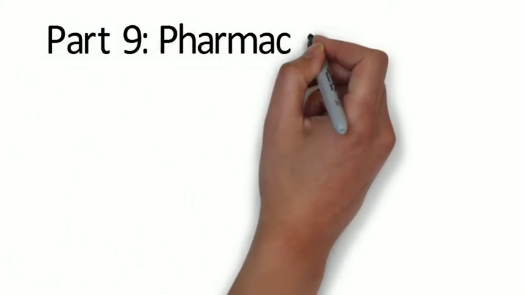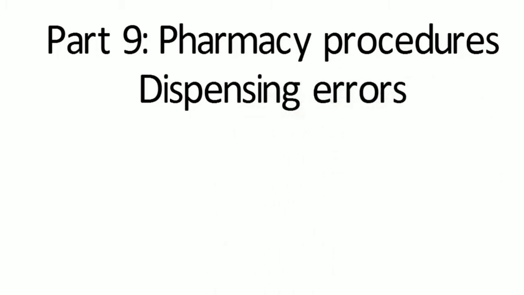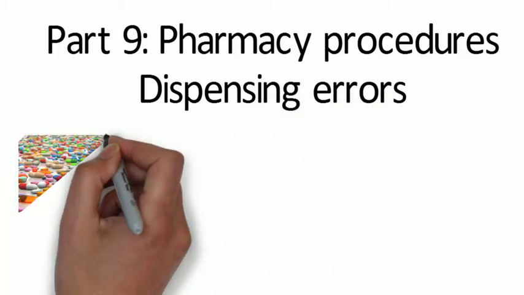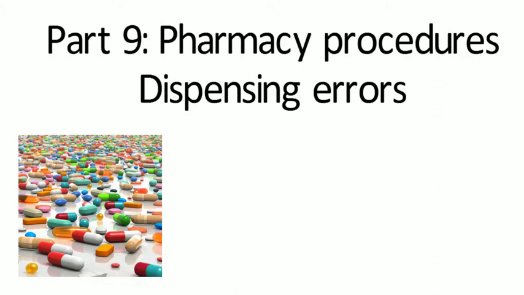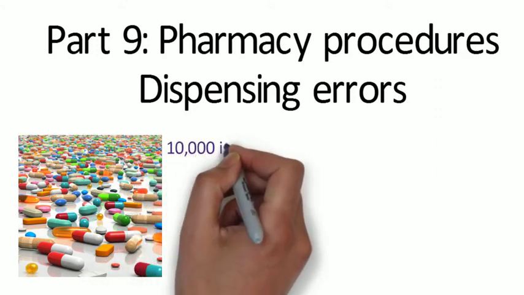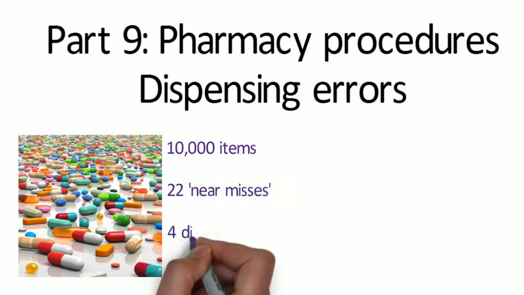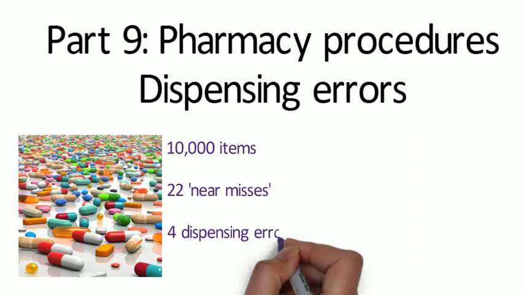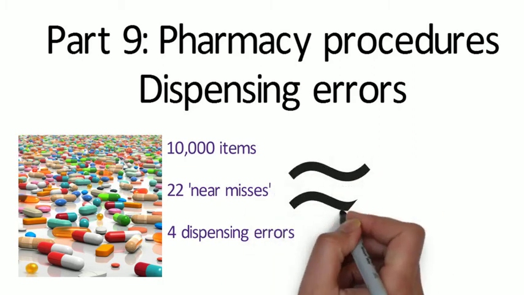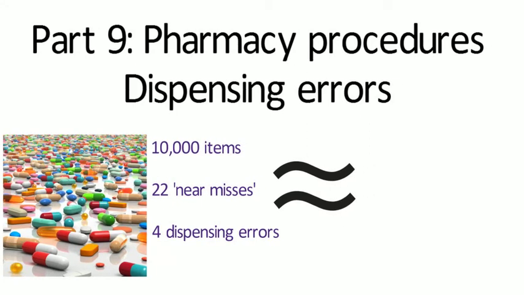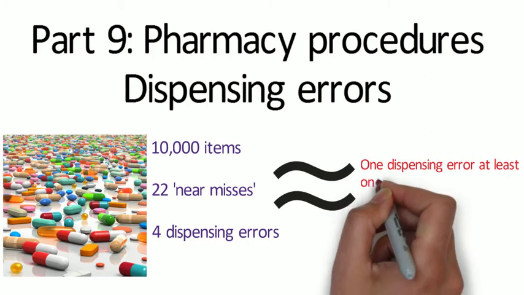So now we're going to look more at dispensing errors. On average, for every 10,000 items dispensed, there are 22 near misses and 4 dispensing errors. Near misses are when an error is identified and corrected before it actually reaches the patient, and a dispensing error is when the error actually reaches the patient. So a dispensing error could occur at least once or twice a month in every pharmacy in the UK. Okay, so let's really put it into context there that they can be quite frequent based on those statistics.